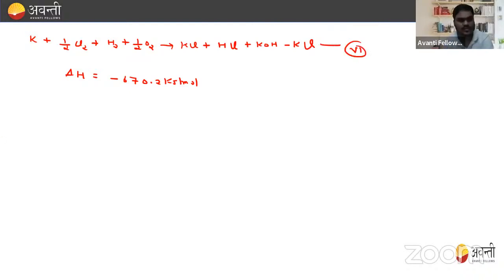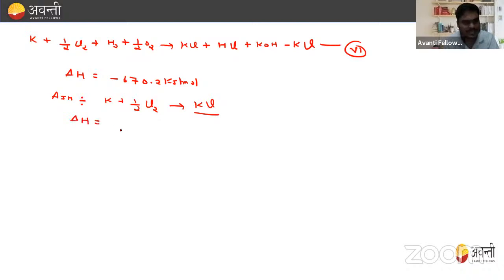Now, what is our aim? We already discussed our aim is either 2K plus Cl2 equals 2KCl, and then we can calculate for KCl, or simply we can say K plus half Cl2 will also give KCl, right? So this is our desired equation. So add equation one to equation number six and subtract equation two. So we'll get this delta H.